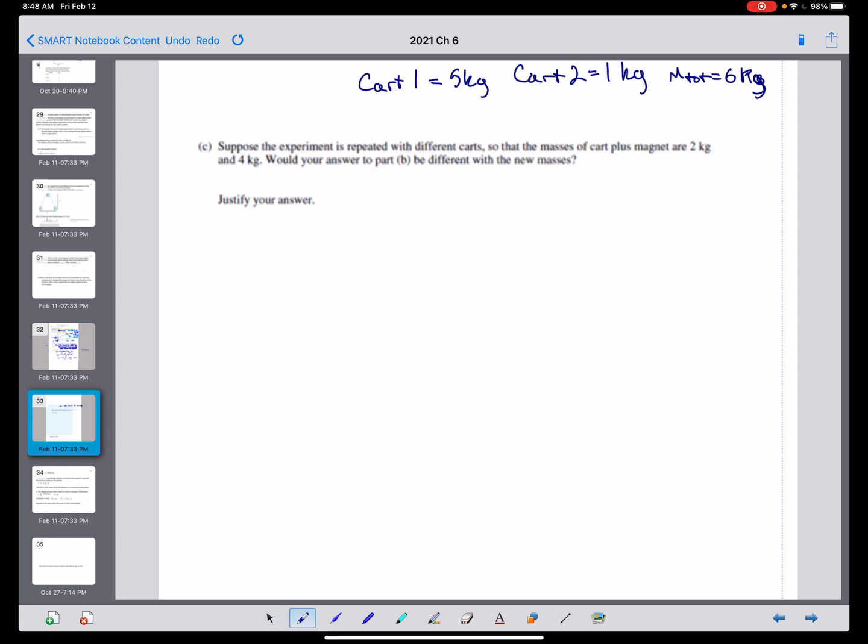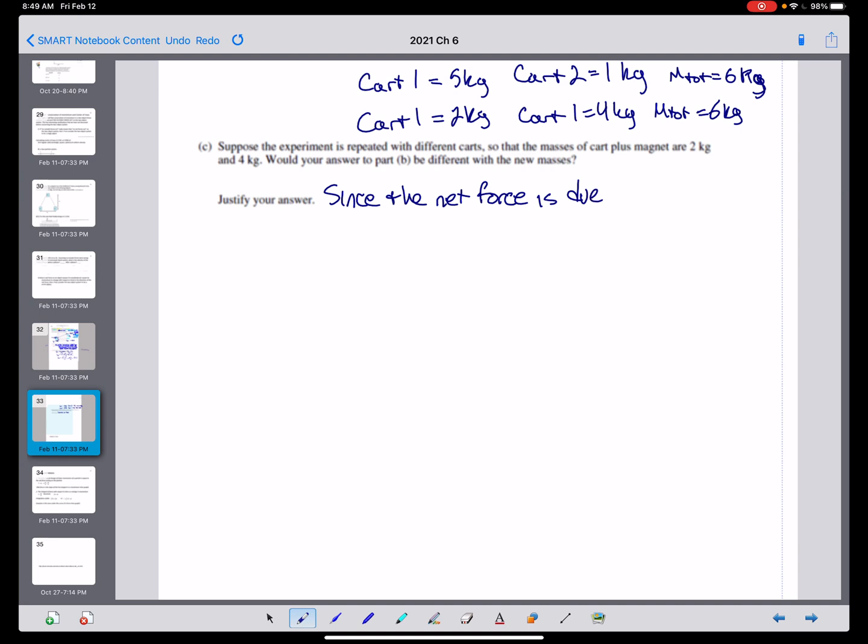So what do we have now? Now we have cart 1 equals 2 kilograms, and cart 2 equals 4 kilograms. I'm making cart 1 2 and cart 2 4 kilograms. Hey, what's M total? 6 kilograms. Hey, what was the net force on the system? FG parallel.